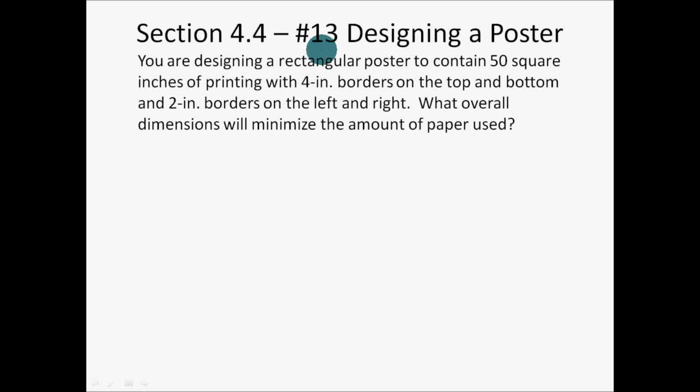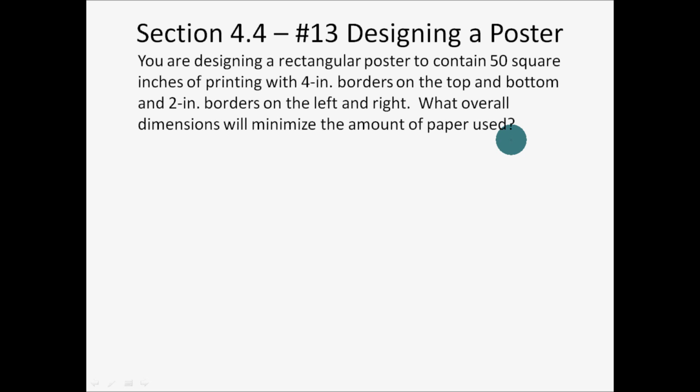So here I'm looking at problem number 13. The idea here is we have a rectangular poster that's 50 square inches of printing, but then we surround it with a border, 4 inches on the top and bottom, and then 2 inches on the left and right. What overall dimensions will minimize the amount of paper used?